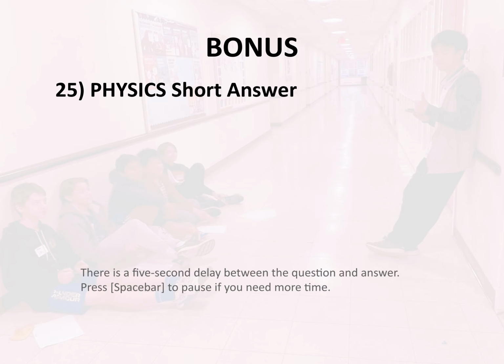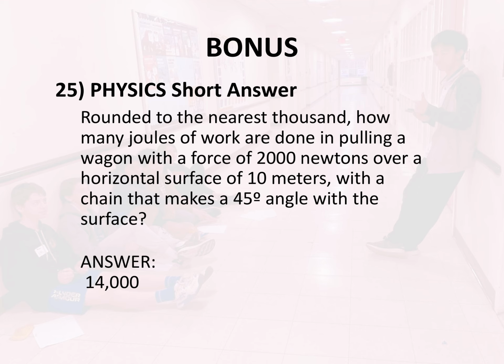Bonus, 25. Physics. Short answer. Rounded to the nearest thousand, how many joules of work are done in pulling a wagon with a force of 2,000 newtons over a horizontal surface of 10 meters, with a chain that makes a 45-degree angle with the surface? Answer: 14,000.